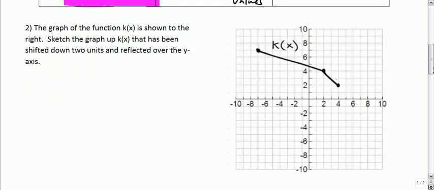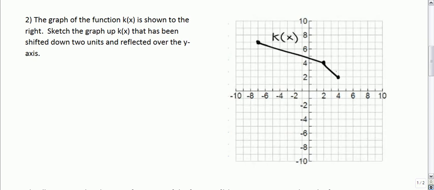The second problem, I just need to shift it down 2 and reflect over the y-axis. So I'll do it in stages. So down 2. There's my graph. Then I need to reflect that over the y-axis. So you've got your x-axis, your y-axis. So reflect it over the y-axis. This point right here across the y-axis is going to go back here. This point is going to go back here. It's 2 away, so it'll be 2 on the other side.